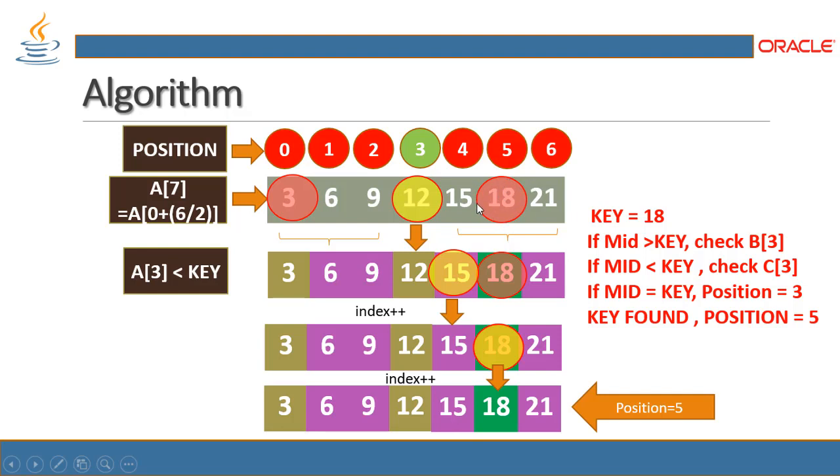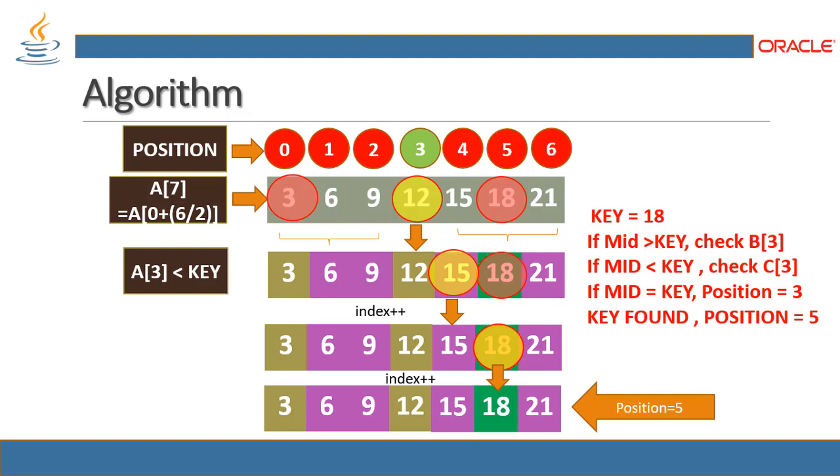Now when we compare the middle with the key, which one is greater or which one is smaller? Based on that, we check the list. As the list is in a sorted form, it is easy to reduce the probability and check only half of the list.